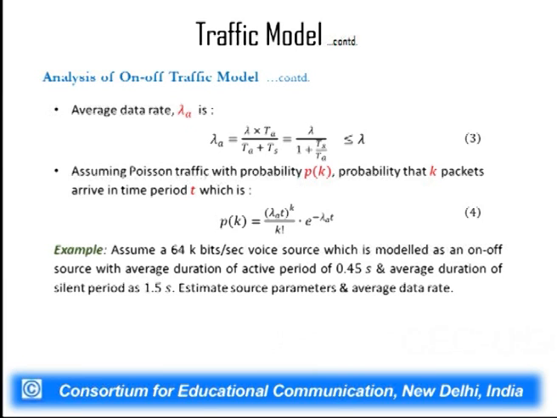this can be given by equation 4, and if we check it out, this is nothing but the Poisson distribution. So we have all these parameters with us: lambda, lambda a, the time, the probabilities, etc.